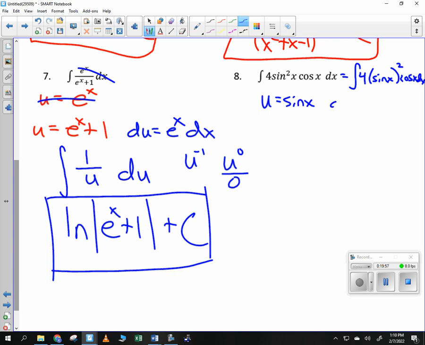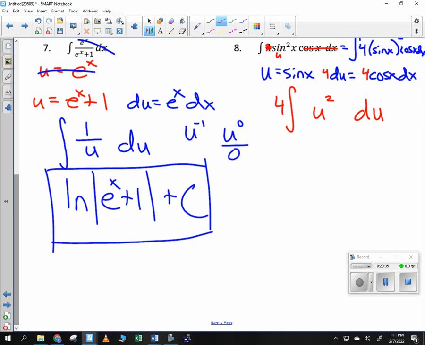What is du? Cosine of x dx. I don't have a cosine. I have a 4 cosine. Multiply by 4. So I can now write 4 times the integral du. Very good. Yep, cosine and dx go away. The 4 goes away. And sine is replaced with u. So as you said, u squared.